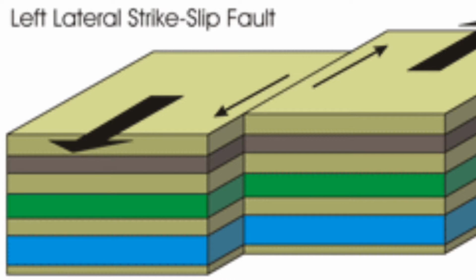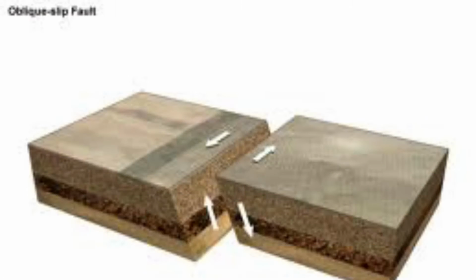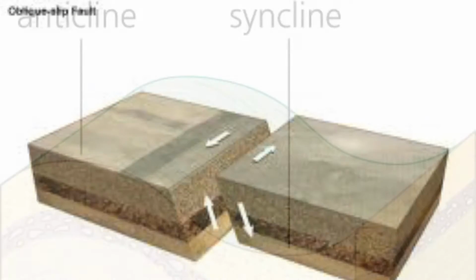A left lateral strike-slip fault is a strike-slip fault where the sides slide past each other. There is no vertical displacement. If objects on the other side of the fault move to the left, then the fault is left lateral. Oblique slip has both horizontal and vertical displacement.